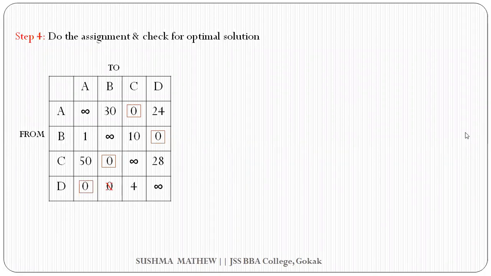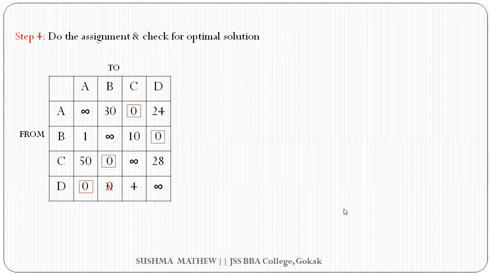Once I assign it, I need to check for other columns as well. Column B, there is an assignment. Column C, there is an assignment. Column D, there is an assignment. So I need not worry about these now, because I have covered all my zeros by putting a square bracket around them.